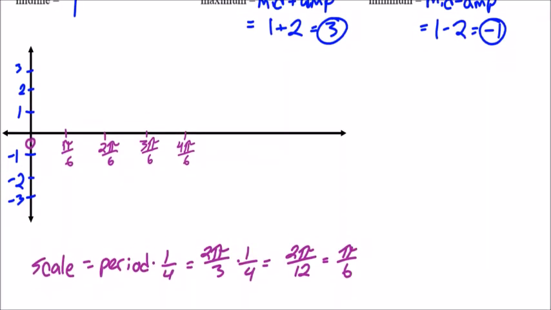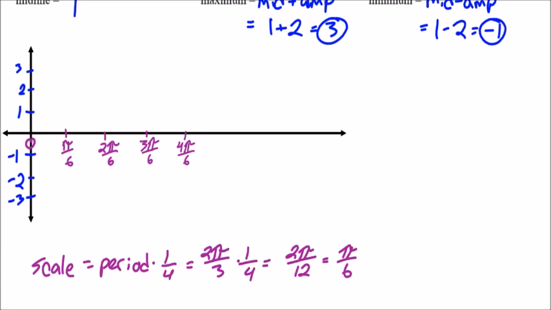In order to figure out the scaling, we're going to do the period times 1/4. We're always multiplying 1/4 because every cycle can be split into 4 sections. So we would do the period 2 pi over 3 times 1/4. That would give us 2 pi over 12, and you can simplify that to pi over 6.